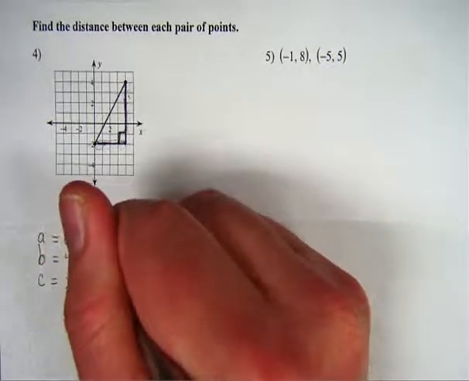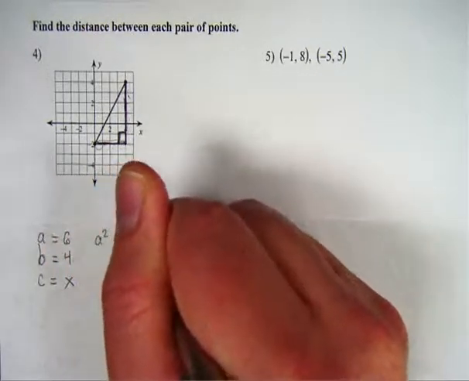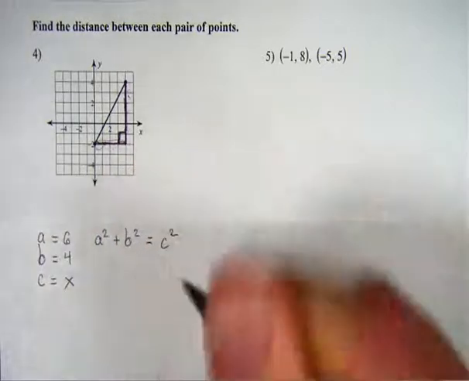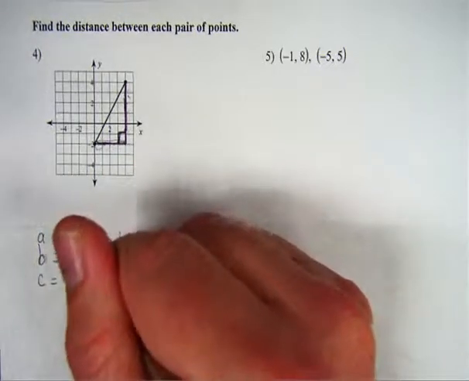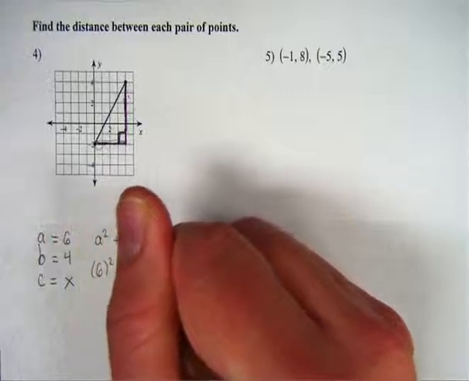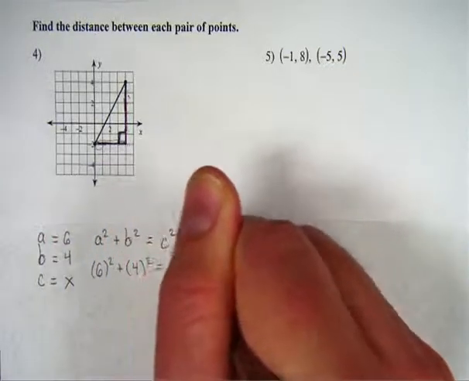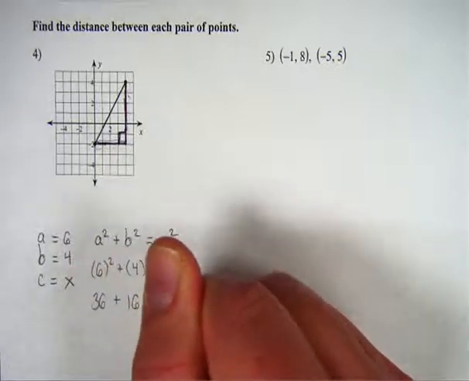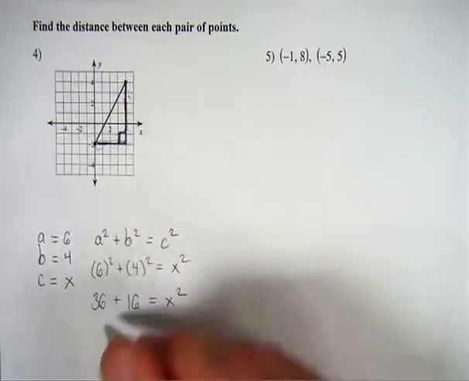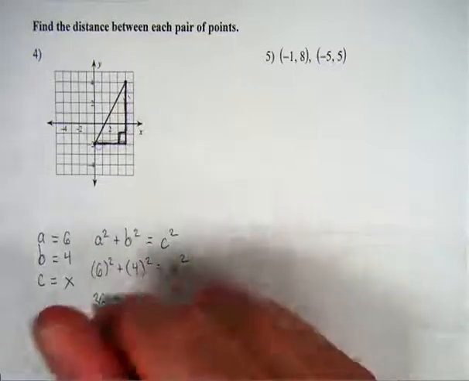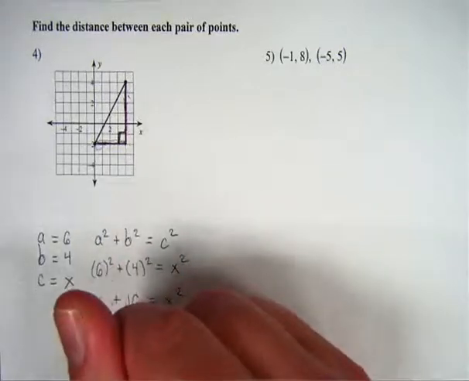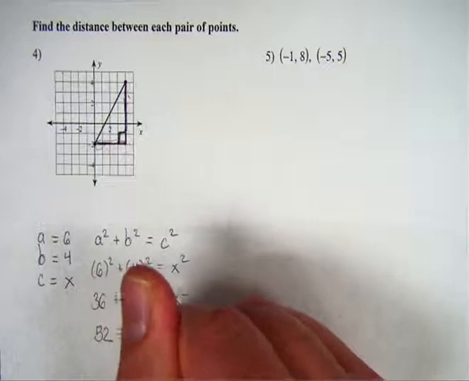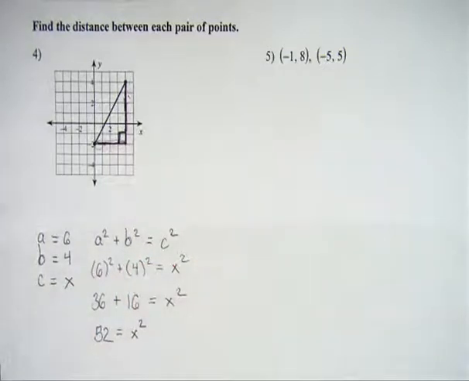So what I'll do is use my Pythagorean theorem, a squared plus b squared equals c squared, and substitute in what I know. I know that is 6, I know that's 4, and I don't know what that is. So this is going to give me 36 plus 16 equals x squared. Now I just need to add those together, and that would be 52 is equal to x squared. Now, what I need to do with this is to actually simplify that as much as I can.